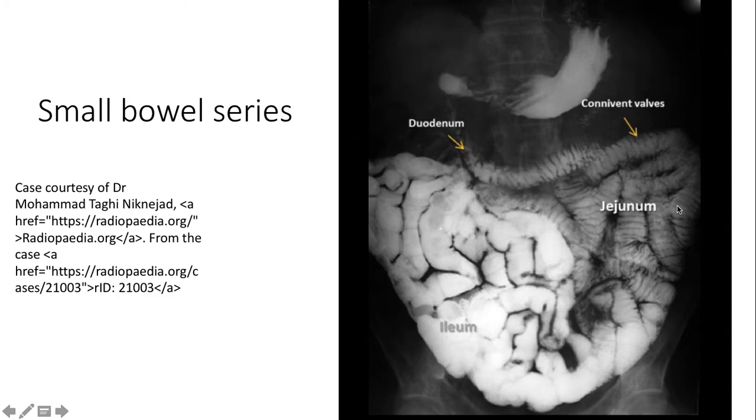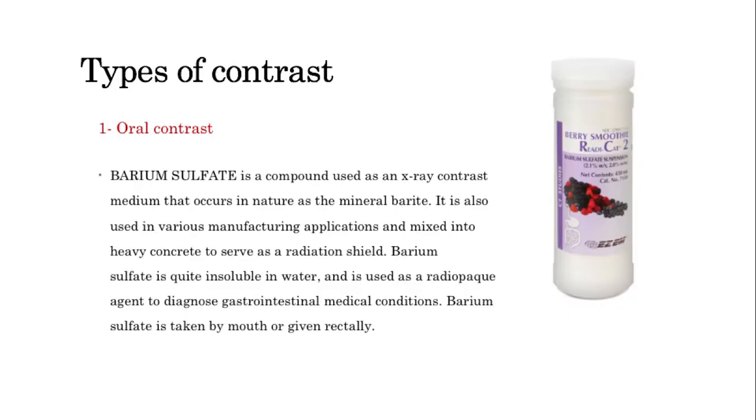The jejunum here has a very special appearance, and it lies in the left lower quadrant mostly, and a little bit of it in the left upper quadrant. This is the jejunum, and then you have the ileum. And then the ileum connects with the large bowel at this region right here through the ileocecal valve to the cecum. But in a small bowel series, we usually try to take images at intervals not to include the large bowel, since it's called a small bowel series.